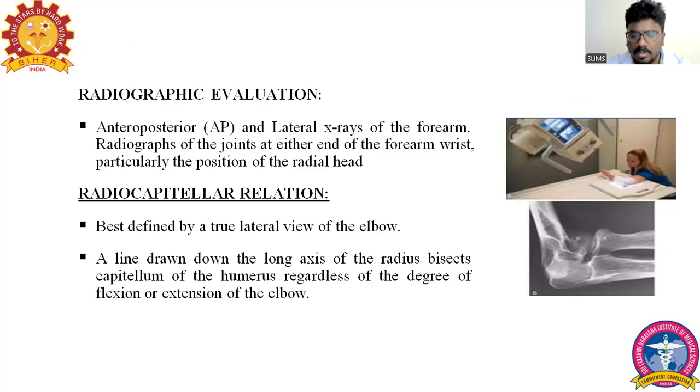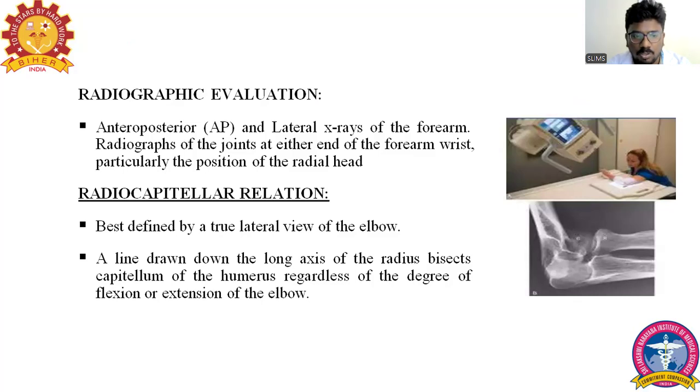If there is a subluxation or a dislocation of the radial head, how can we diagnose it radiologically? The best method is the radiocapitellar relation. If you draw a line along the shaft of the radius, it should intersect the capitulum of the humerus. So if there is an anterior dislocation, the line along the shaft of the radius will cross above the capitulum of the humerus. If there is a posterior dislocation, the line lies well below the capitulum.